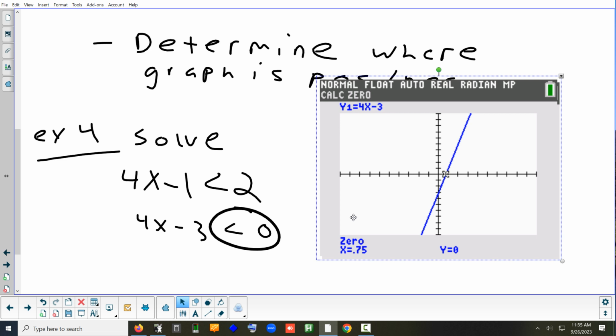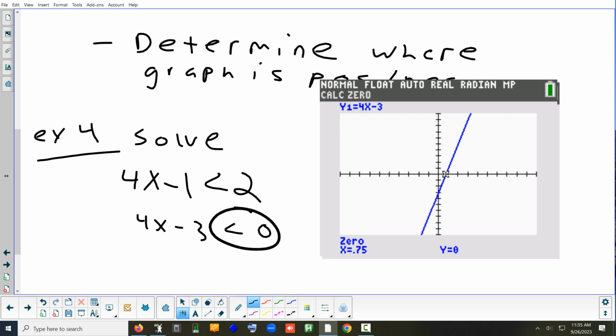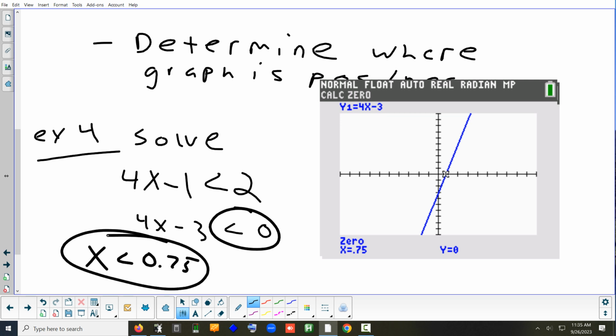So now I want to know where my graph is under the x-axis. Would I want to pick values that are less than 0.75 or more than 0.75? Less than 0.75. Picking values that are less than 0.75 is going to put you on that section of the line.